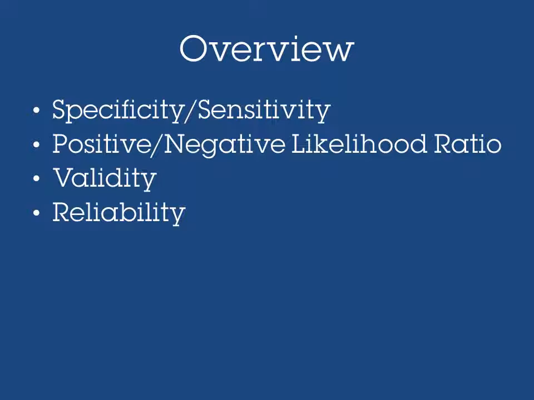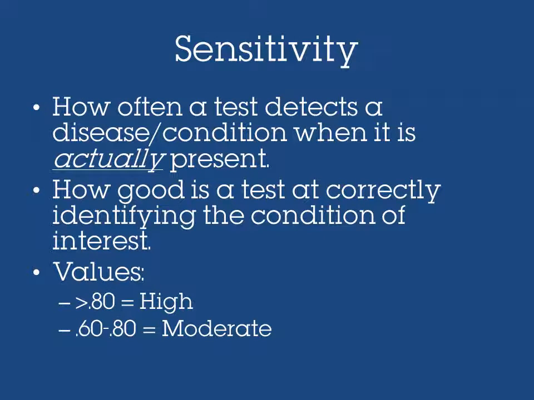When we look at what we're going to cover, we'll talk about specificity and sensitivity, positive and negative likelihood ratios, validity, and reliability. Many of you may be familiar with sensitivity and specificity, and what we'll do is define each of these individually, look at how they are mathematically calculated, and then talk about what they mean.